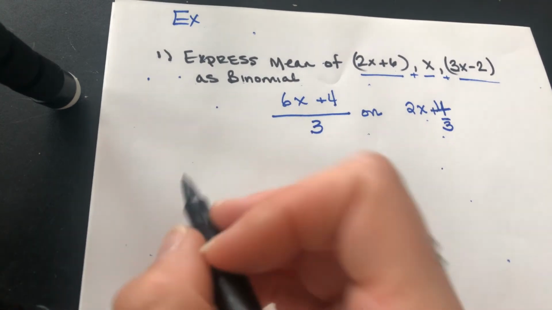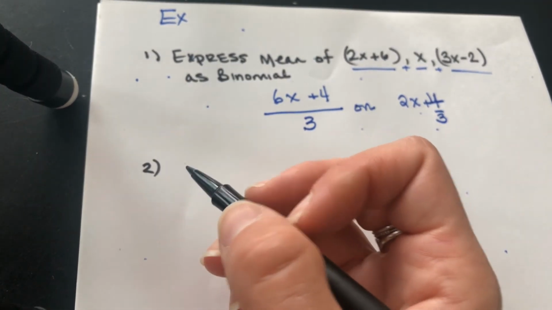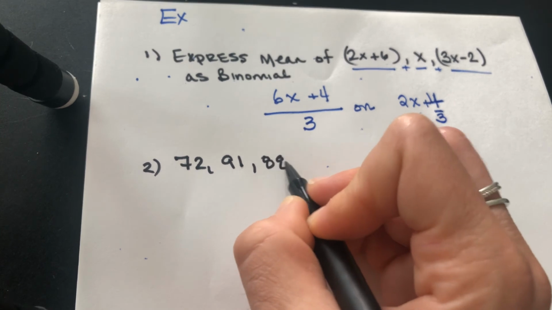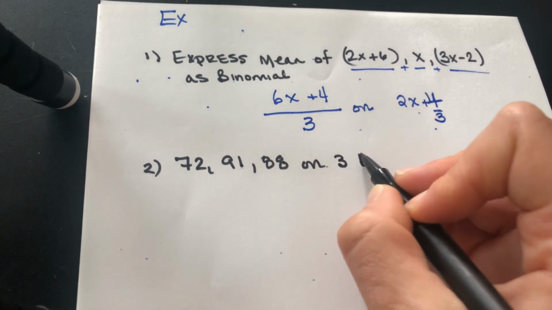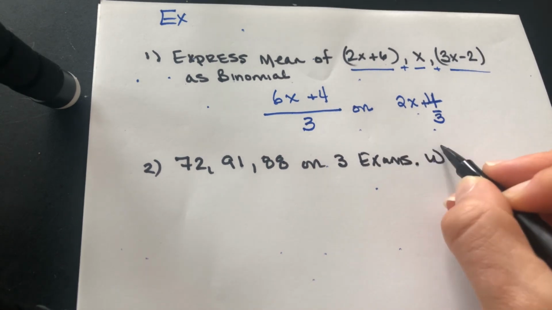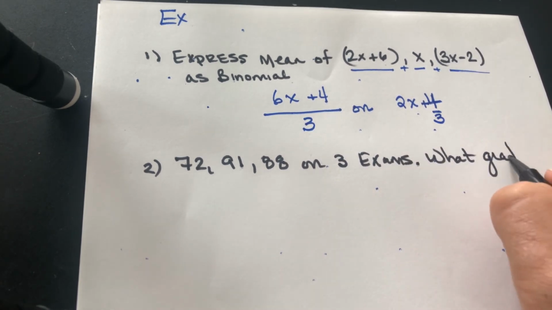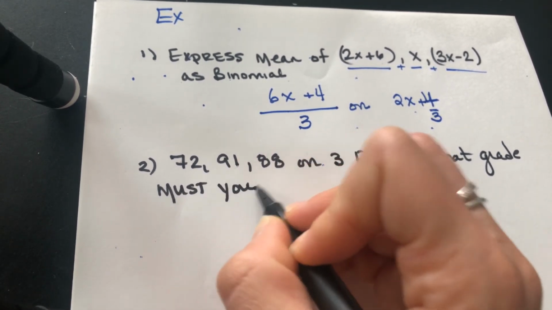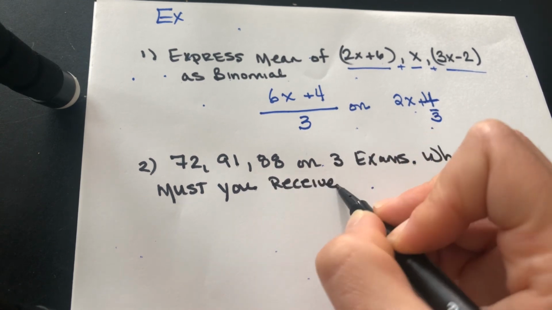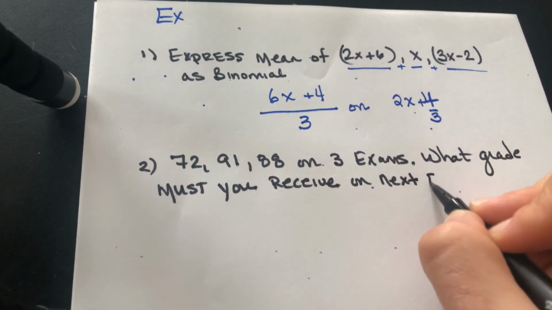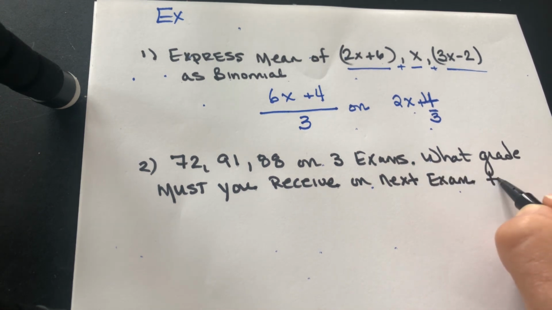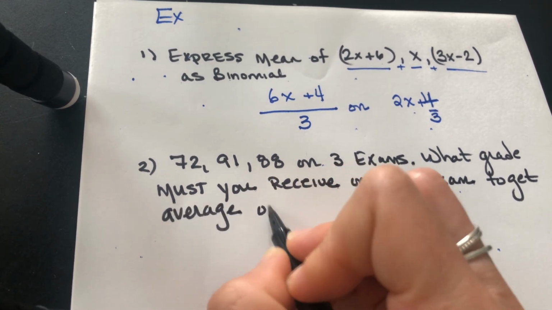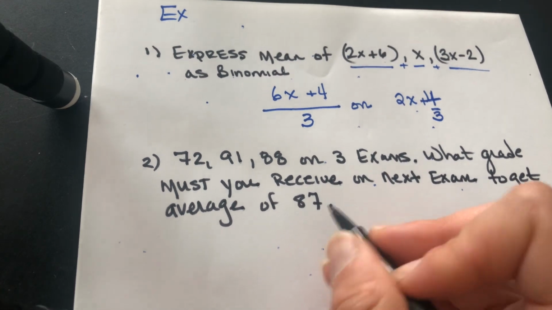Pretty simple. Okay, I want to try this question. If you receive a 72, a 91, and an 88 on your 3 exams, and then I say, what grade must you receive on the next exam to get an average of 87? Okay?